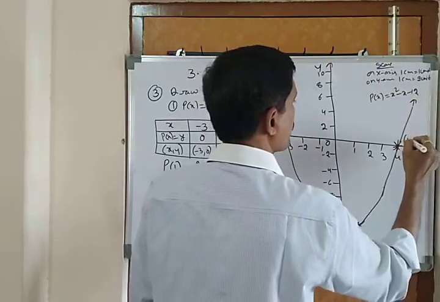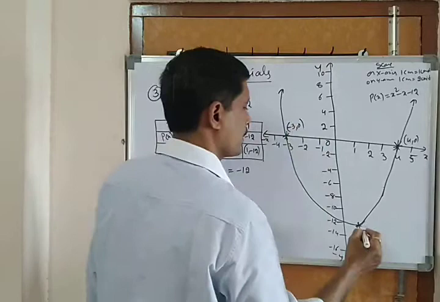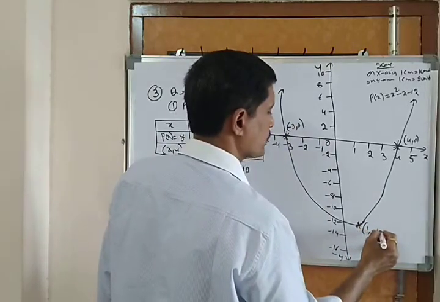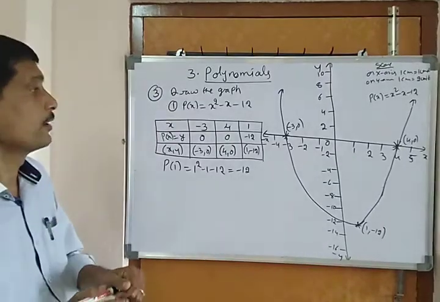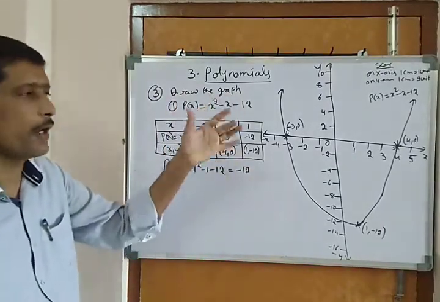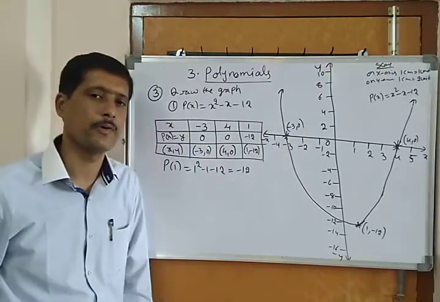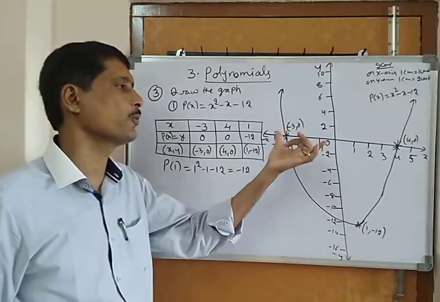This point is 4 comma 0. This point is minus 3 comma 0. Here the point is 1 comma minus 12. The shape of the graph is what? That is an upward parabola. Therefore that is a parabola shape. Okay. The graph touches the x axis at how many points? Therefore that is 2 points.